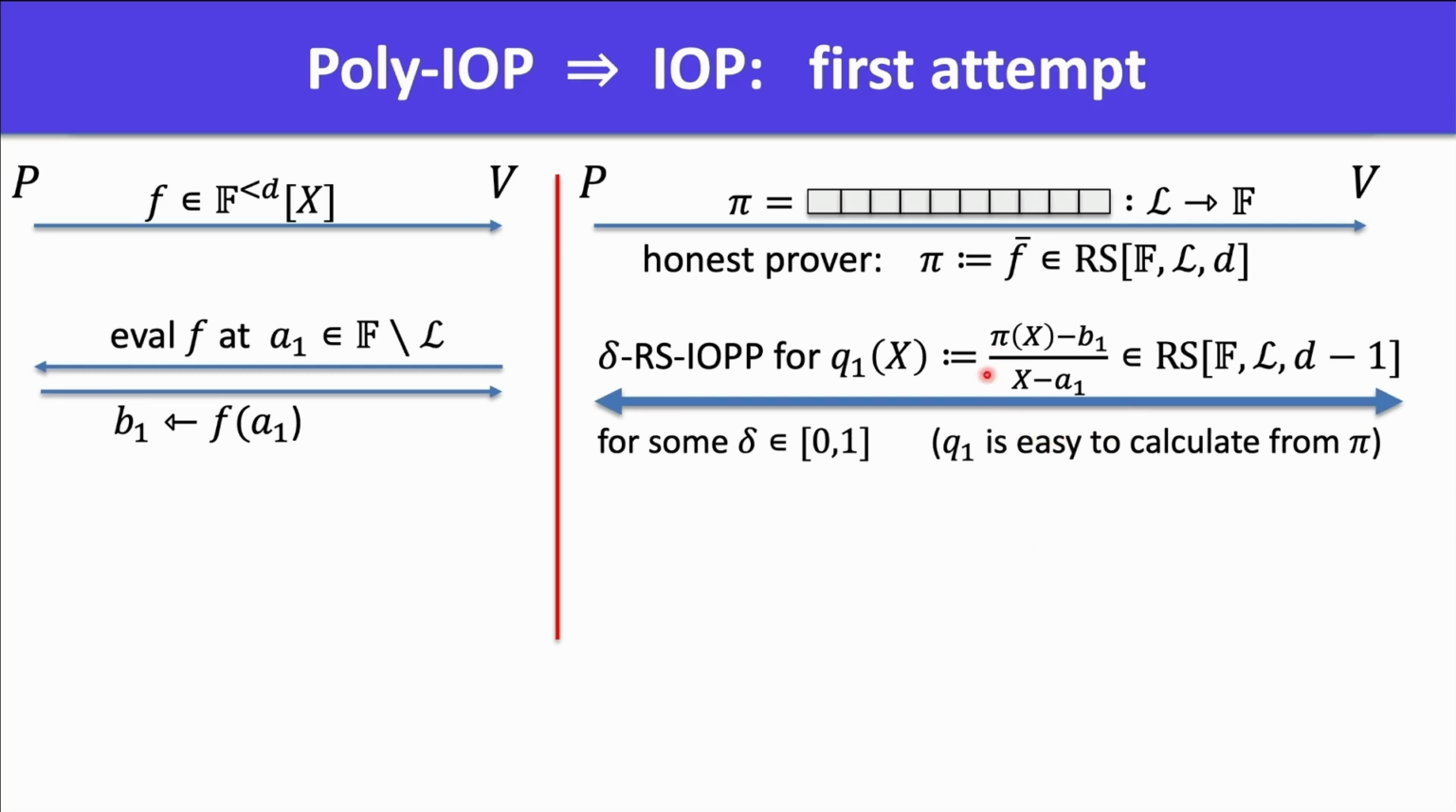Sometimes we call this a virtual oracle, in that this oracle for Q1 is derived from the oracle for pi. The prover doesn't actually send Q1 to the verifier, it just computes it from pi, and this is why Q1 is sometimes referred to as a virtual oracle.